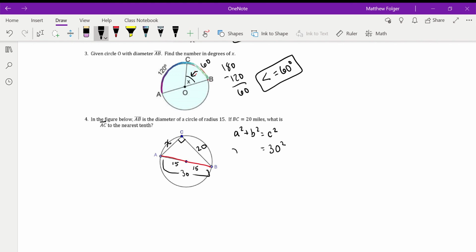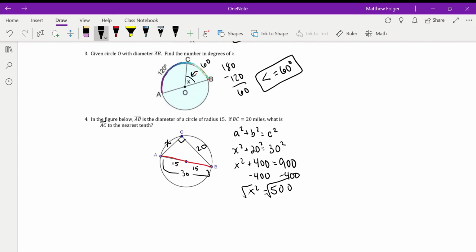The other two, you can use anything you want. You can go in either order. So we have x squared plus 20 squared. Sorry, 20 squared is 400. Let's just do that now. Equals 900. Subtract 400. And then the answer to the nearest tenth is going to be whatever the square root of 500 is.